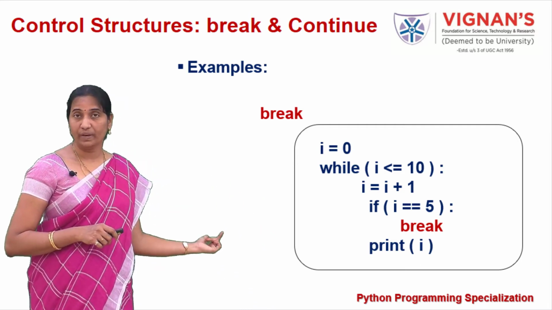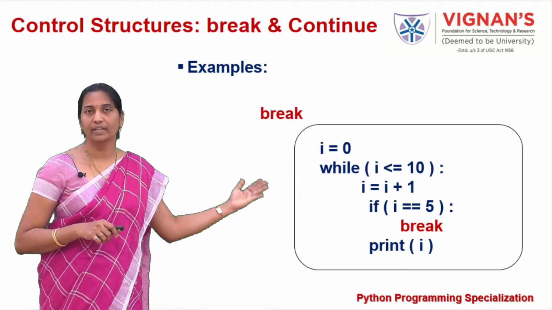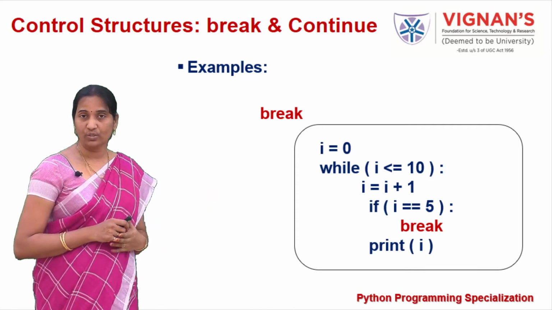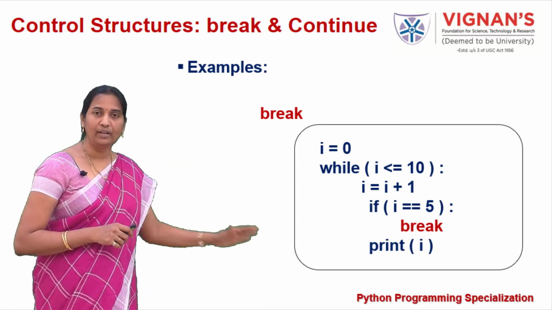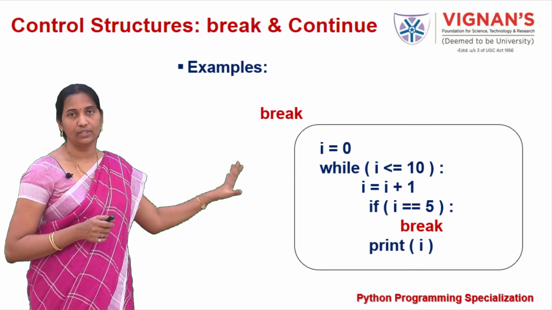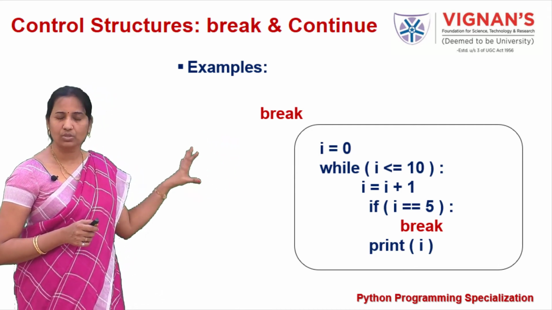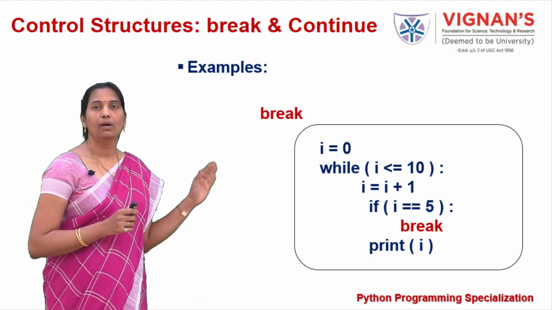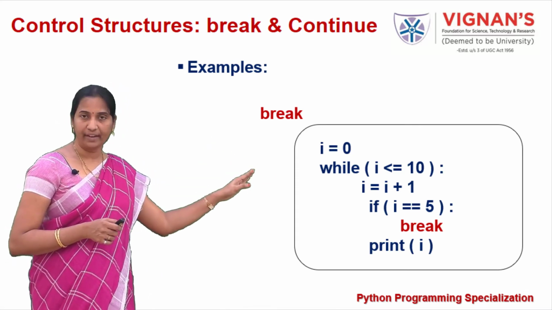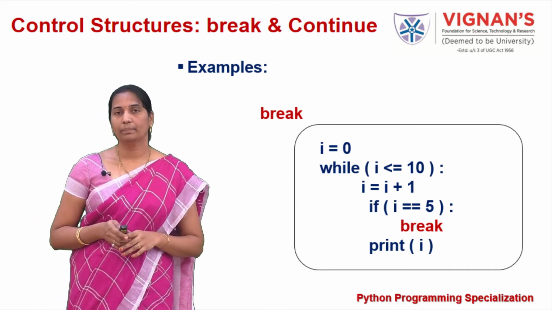So 1 is displayed first, then 2, then 3, then 4, and then whenever i value gets 5, the break is executed and no more values will be displayed because the while loop is terminated at that particular iteration itself. As a result of this code snippet, the output would be 1, 2, 3, 4, because when i value meets 5, the print statement will not be executed.